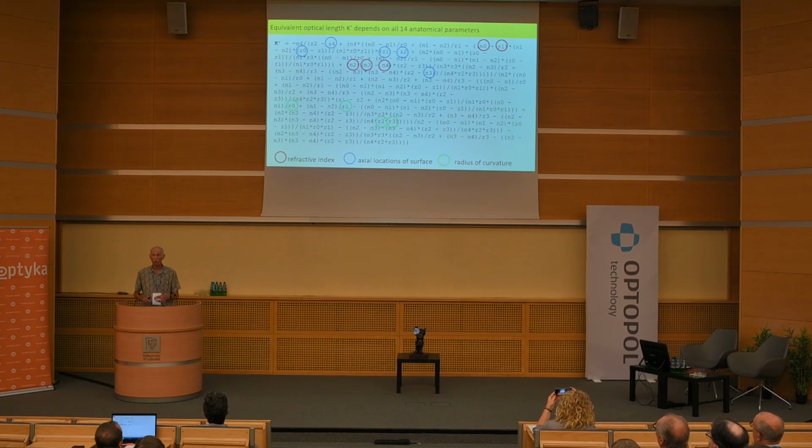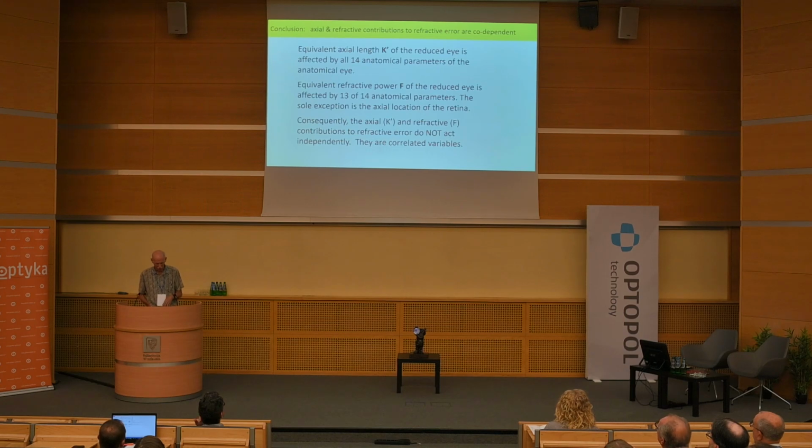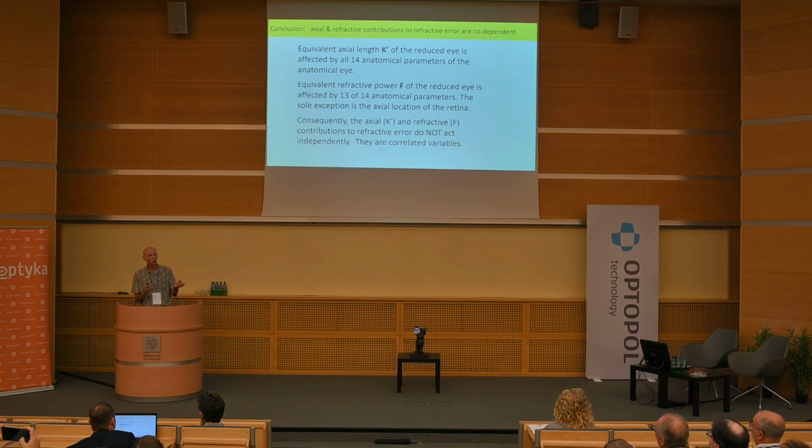See? So we thought we had a really simple system, with these 2 opposing forces, refractive power and axial length, and just subtract one from the other. So I have to subtract those 2 equations from each other. It's going to be a little bit complicated. But computers these days can do this quite easily, so I will just summarize with the conceptual points, and then I'll show you an example. The equivalent length of this reduced eye is affected by all 14 anatomical parameters of an anatomical eye. Equivalent power is by all except 1.